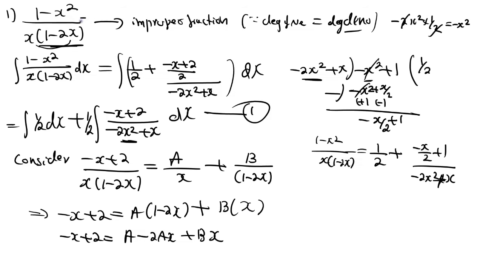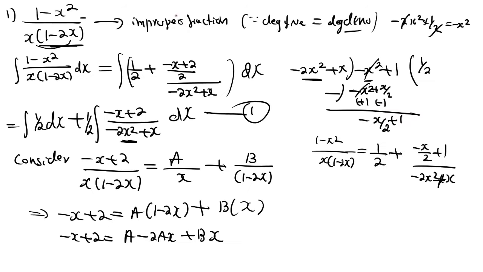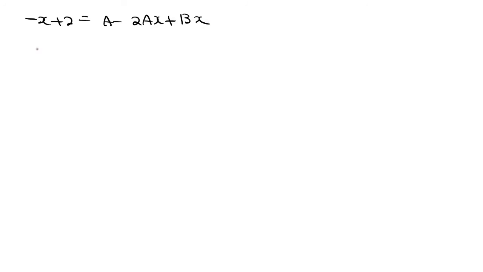Again, consider we have minus x plus 2 is equal to a minus 2ax plus bx. First I'll compare the coefficient of x. What is the coefficient of x on the left hand side? Minus 1 is equal to, here minus 2a is there, right? Minus 2a plus b. Take it as equation star.